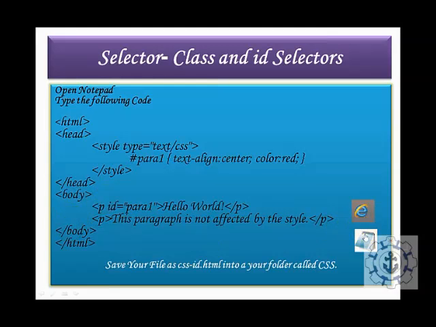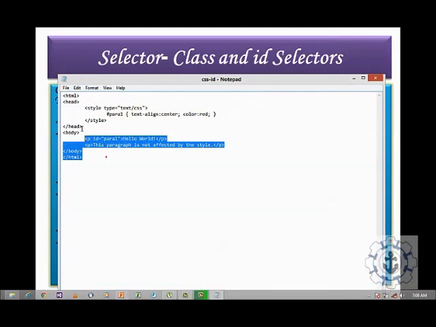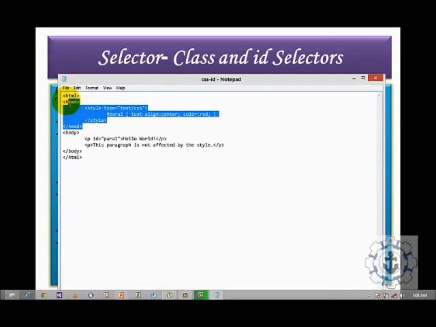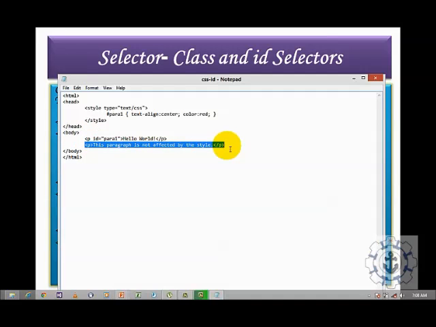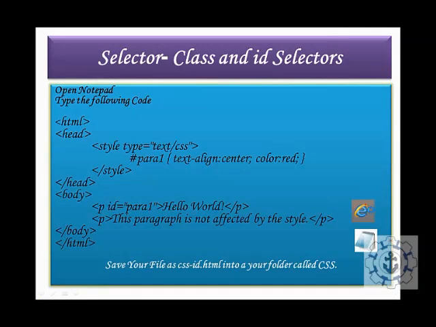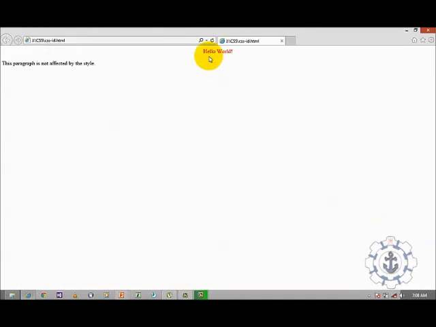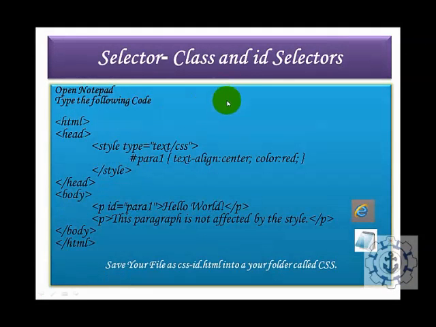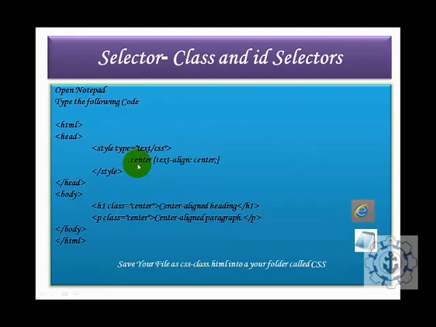So I'm going to type this in a notepad. HTML head, followed by the styles. I'm going to close the head tag, and there comes your body. In the body, I'm going to apply this style with ID equal to para1, and have another paragraph without this style. I'm going to close it and run it. Here you can see this paragraph is affected by CSS, and this one is not affected by the style. So this is an example of ID as a selector.